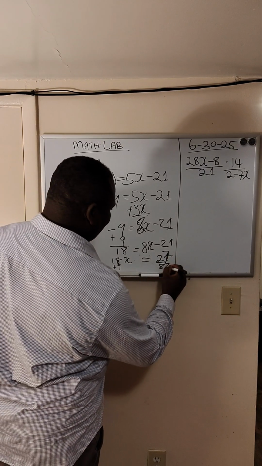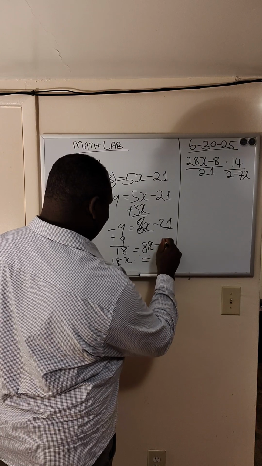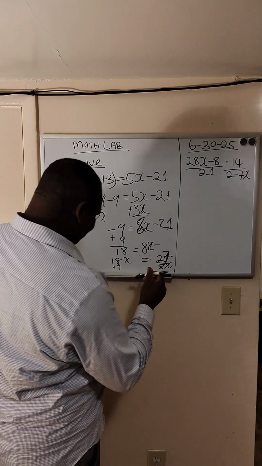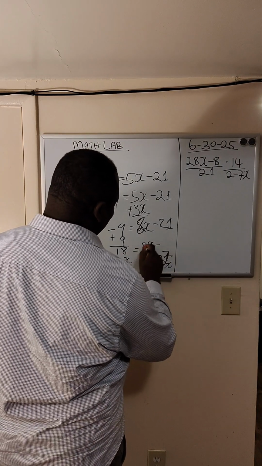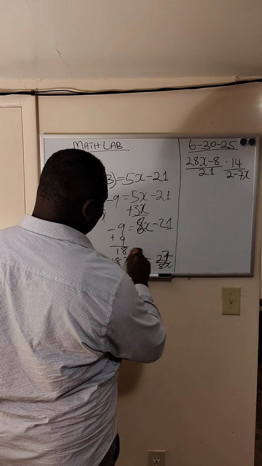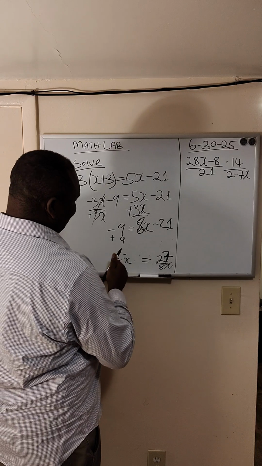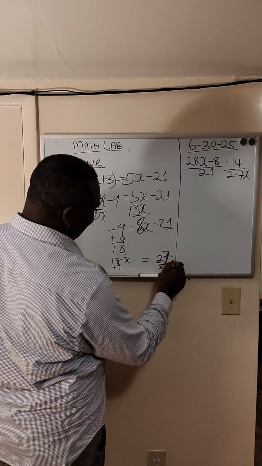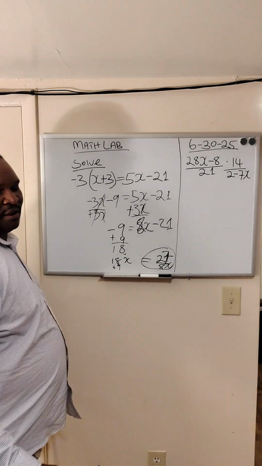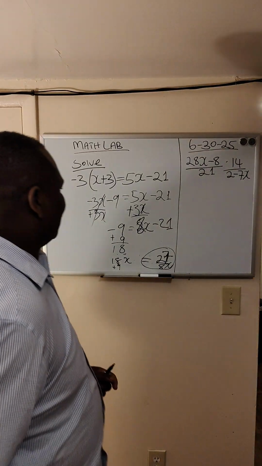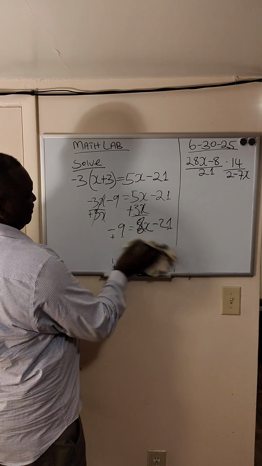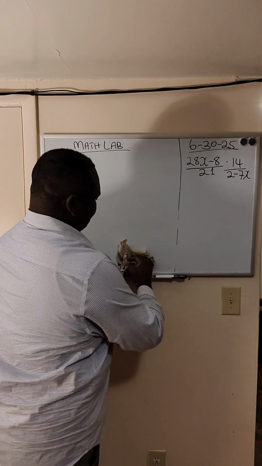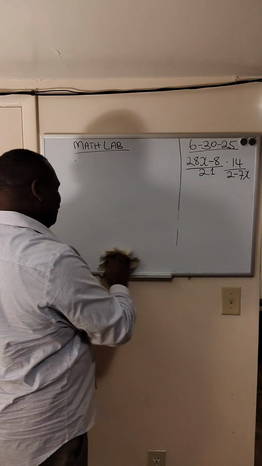So 27 over 8x is the answer right here. You cannot solve it further beyond that point. We have 27 over 8x.